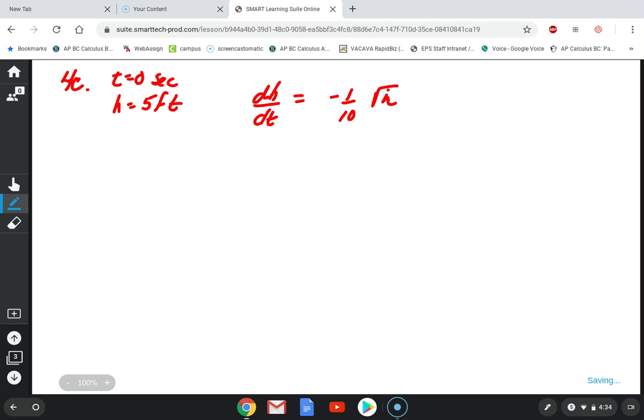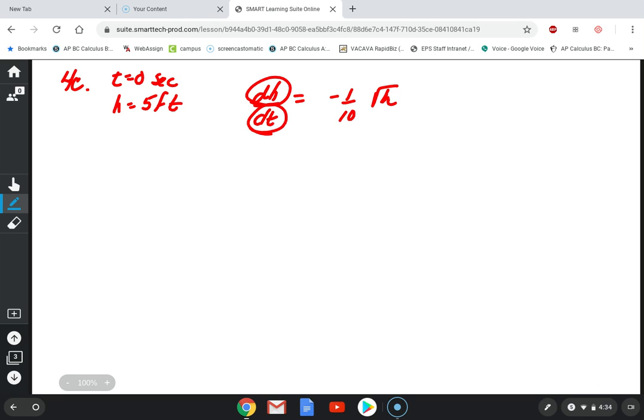So moving on to question 4c. It says, at time t equals 0 seconds, the height of the water is 5 feet deep. Use separation of variables to find an expression for h in terms of t. All right, so we're given that the rate of change of the height with respect to time is negative 1 over 10 square root of h. Separation of variables means that we need to get all the h's and dh on one side, with dh in the numerator, and all the t's and dt on the other side, with the dt in the numerator.